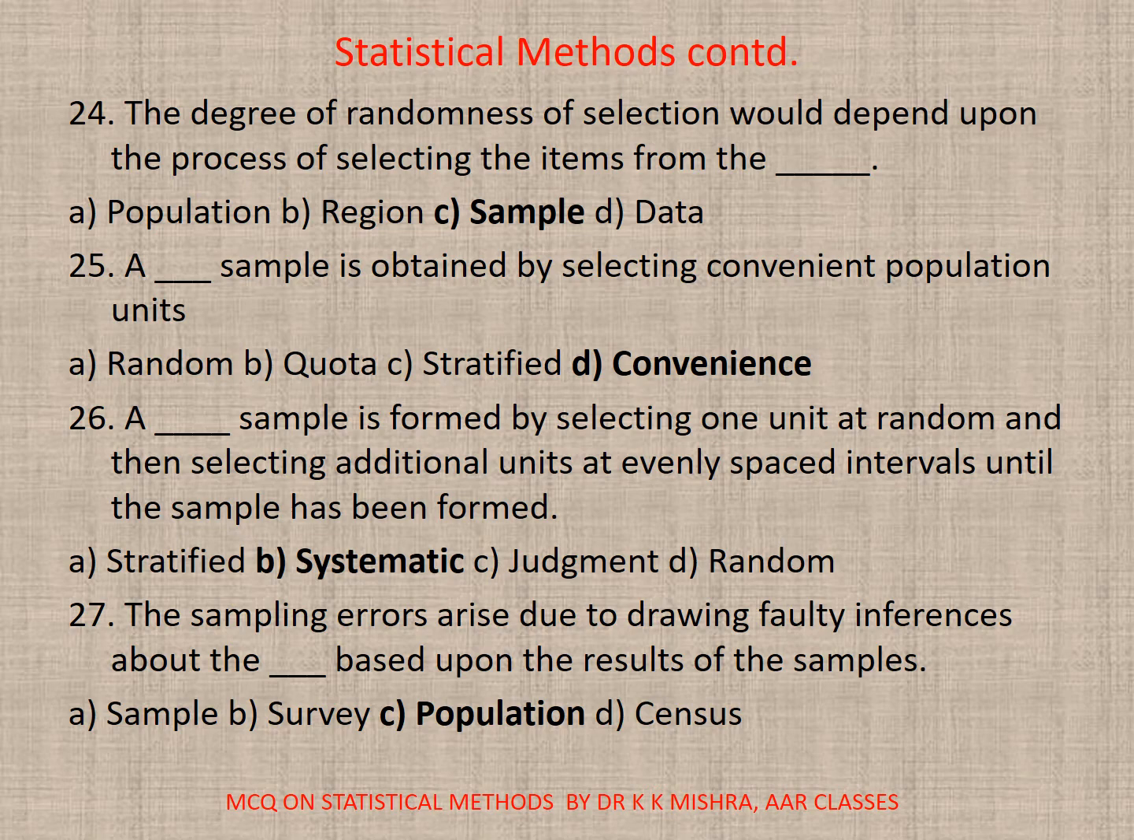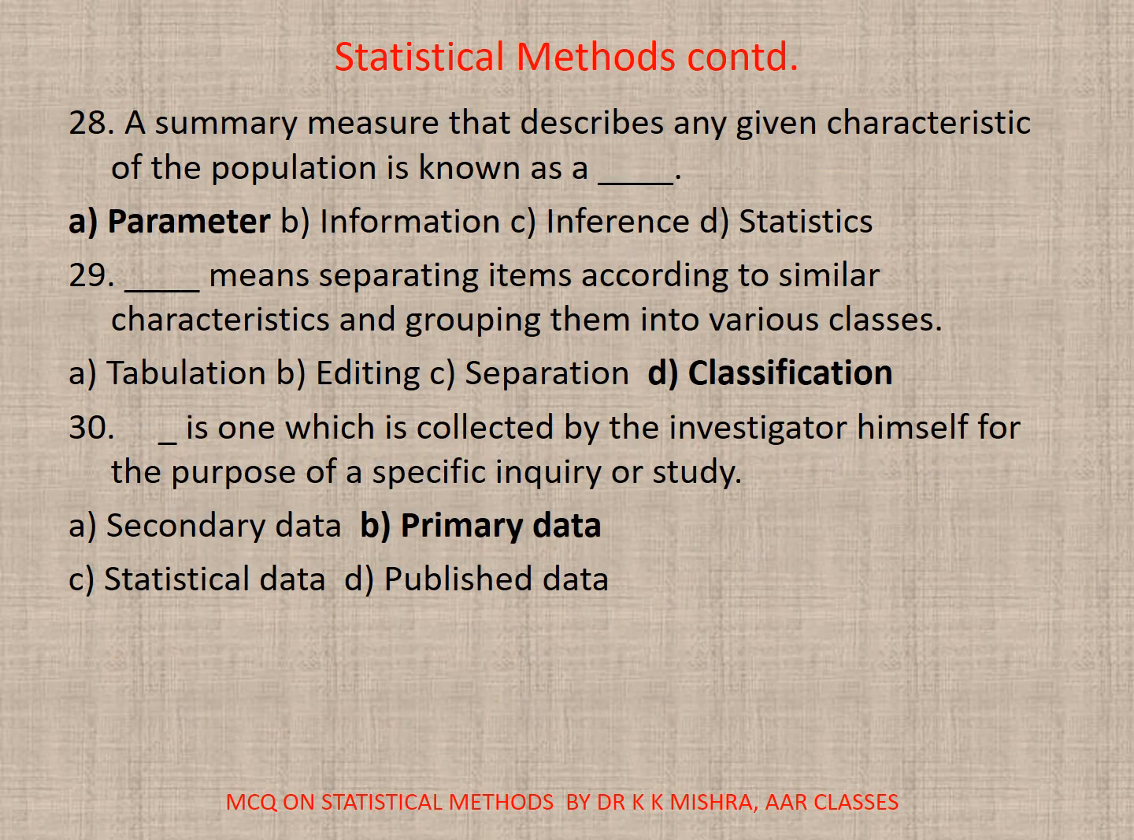Systematic. 27. The sampling errors arise due to drawing faulty inferences about the dash based upon the results of the samples. A. Sample, B. Survey, C. Population, or D. Census. Correct option is C. Population.